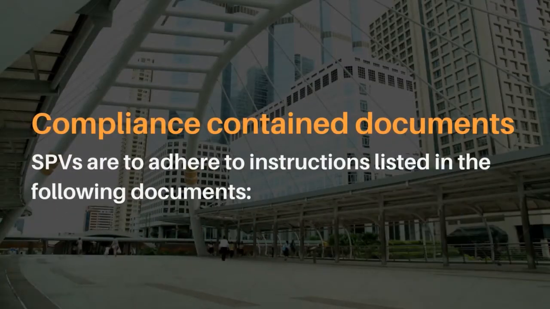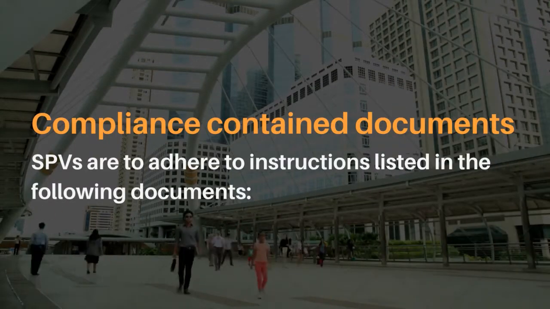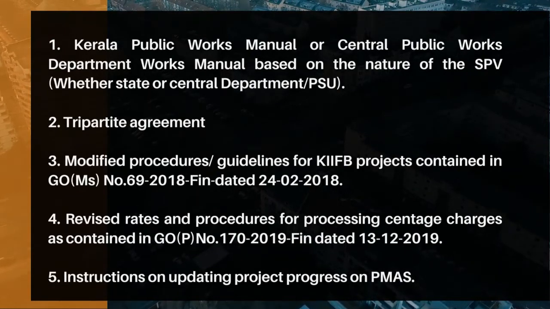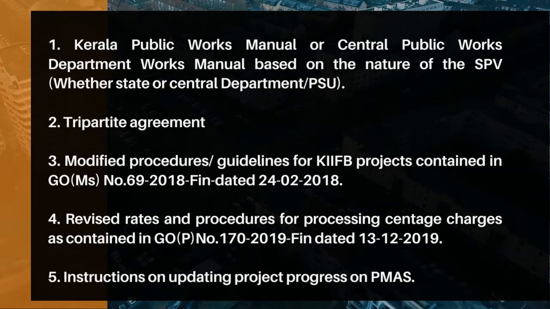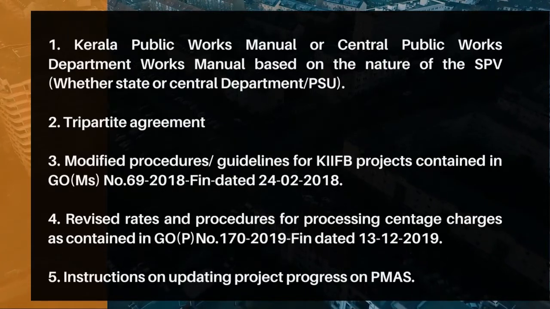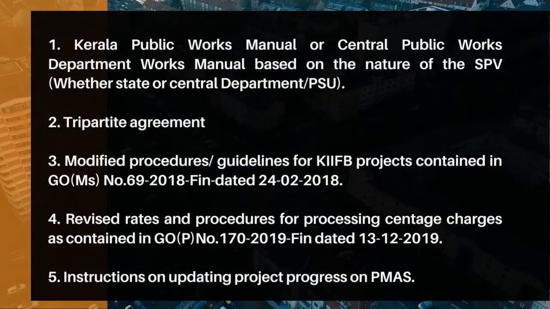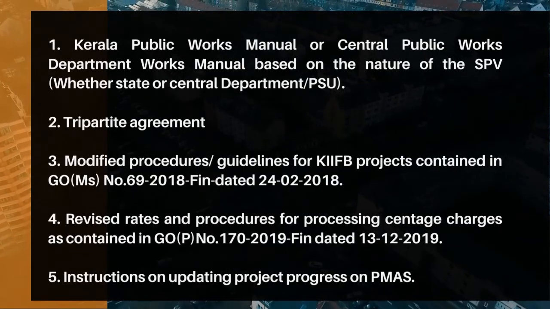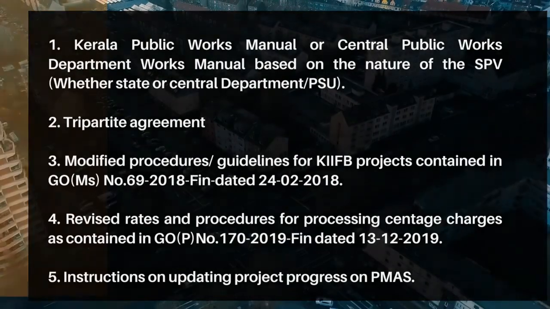Next, we talk about the compliance documents. The SPVs are supposed to follow the instructions in the following documents. They are, first one, the Kerala Public Works Manual or Central Public Works Department Works Manual, based on the nature of the SPV. Second one, tripartite agreement. Third one, modified procedures or guidelines for KIIFB projects contained in the government order. Fourth one, revised rates and procedures for processing send-aid charges as contained in the government order. Fifth one, instruction on updating project progress on PMAS.